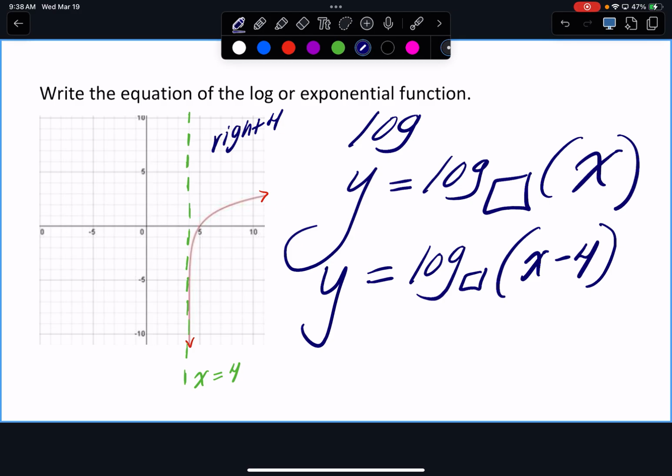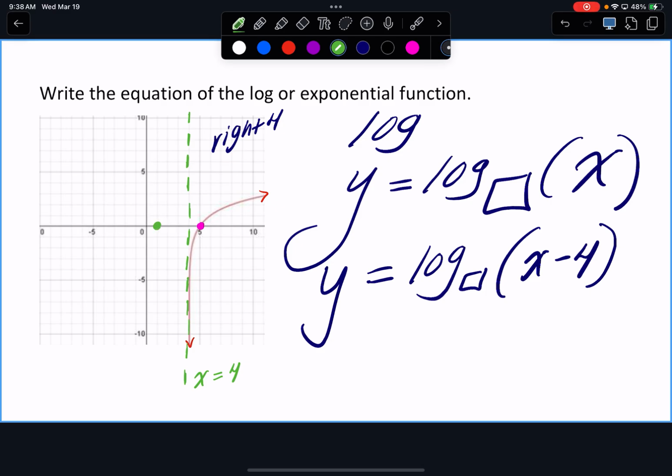Now the only question is what's the base? They're not going to do a shift up and down. That's too hard to figure out. So they'll just leave it as a shift left and right if it's a log. And if it's an exponential, they'll leave it as a shift up and down. If it was normal, it would go through that first point anyways, right? The parent function would go through that first point on the right side of it.